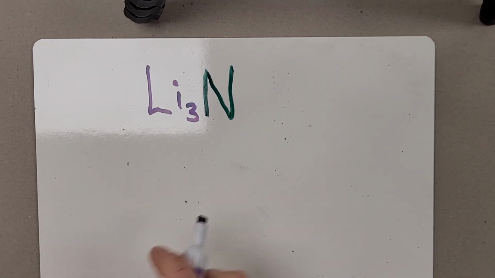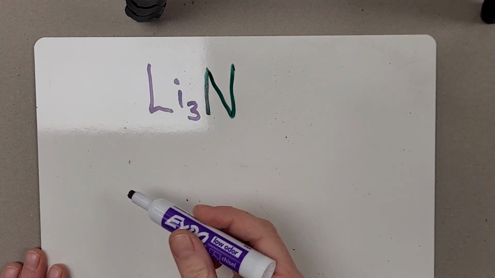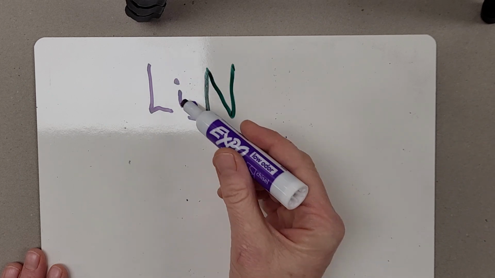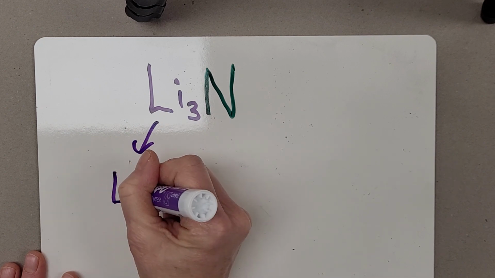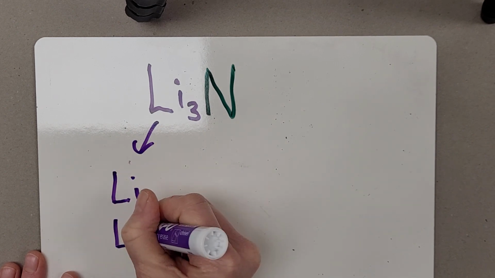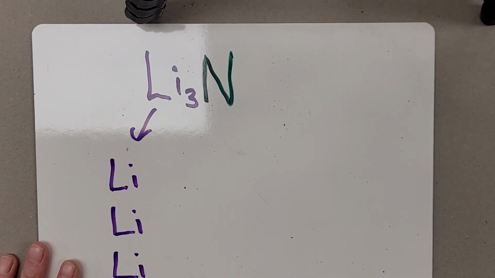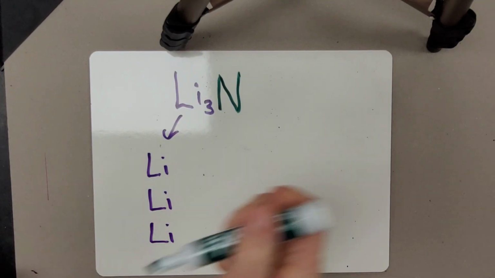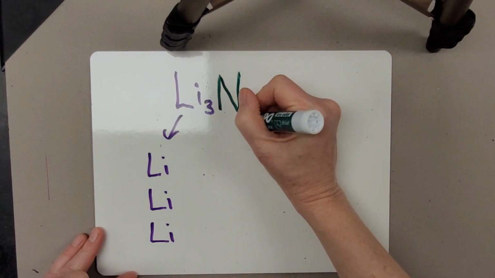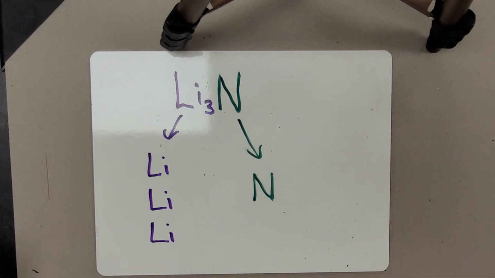All right, so first thing we have to do is expand the formula, right? So we're going to read that formula, and expand means how many do we have of each? We have 3 of the lithium ion. That's what the subscript 3 tells us. It only applies to lithium. So I'm going to draw an arrow like this, and I'm going to write Li 3 times. Okay, on the other side, I only have 1 nitride ion, okay? I'm still going to have to complete that process where I move all the electrons from one side to another. But first I have to figure out how many electrons I have.